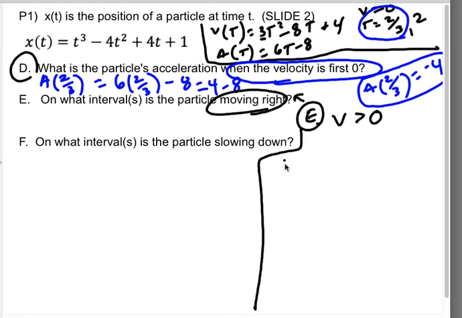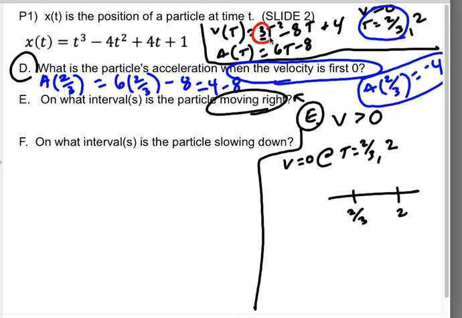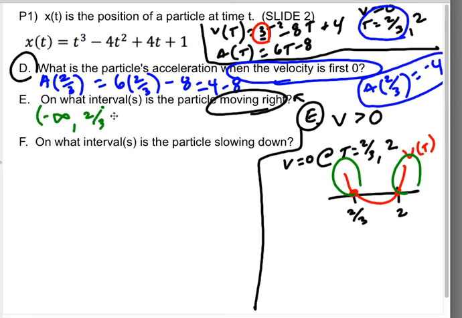You could either say, I know that V is equal to 0 at 2/3 and 2, which looks like this on a number line. And I know that V is a parabola with a positive leading coefficient, so V must look like this. That's got to be V of t. So if I want when this thing is moving right, I want this window and this window. So if you see that, your answer is going to be negative infinity to 2/3, parentheses, and 2 to infinity, both in parentheses, and that's fine.